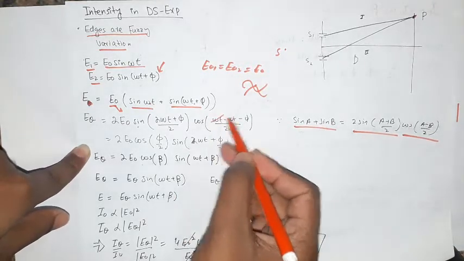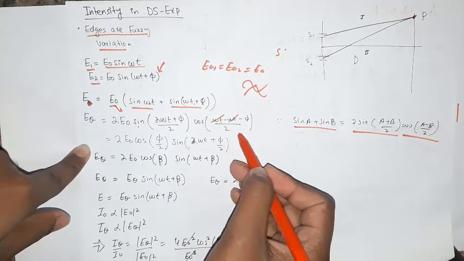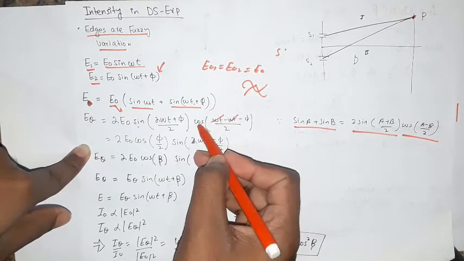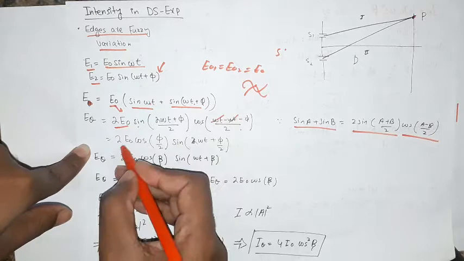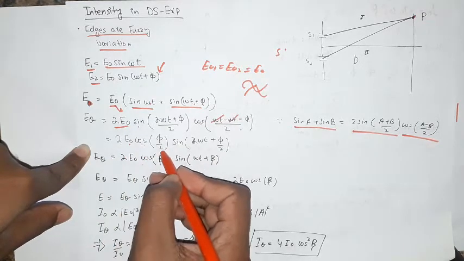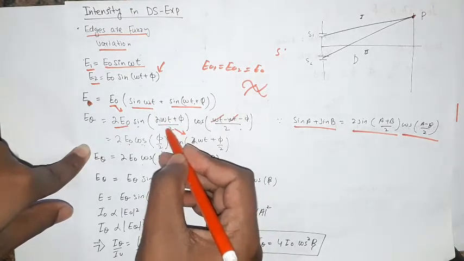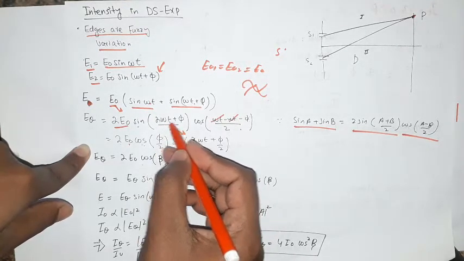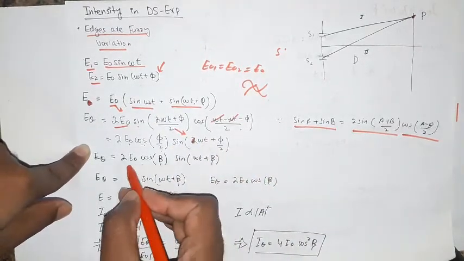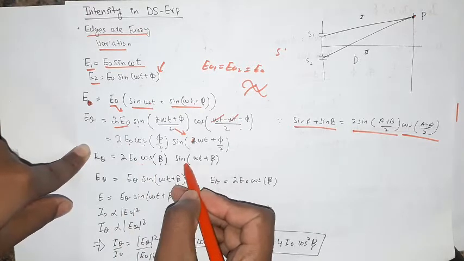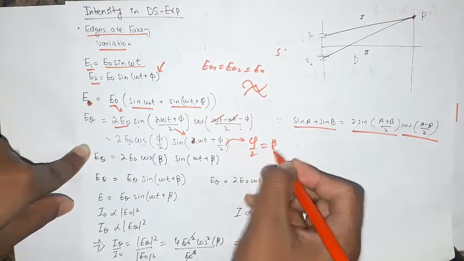The omega t terms get cancelled out, and here we have cos of minus phi by 2, and cos of minus theta is equal to cos of theta, so I can write this as cos of phi by 2. So this gives me 2 E naught cos of phi by 2 and then sine of, separating the denominator, omega t plus phi by 2. So this is 2 E naught cos of beta into sine of omega t plus beta. Here I am naming phi by 2 as beta, just a simplification.